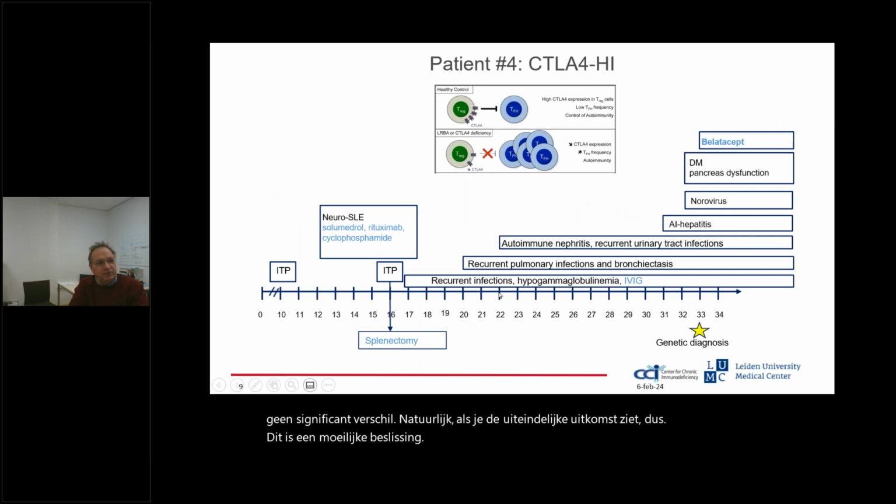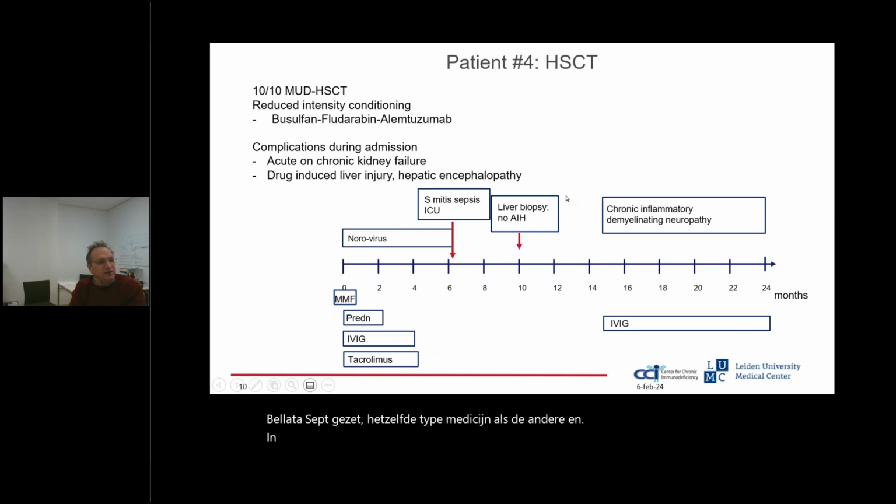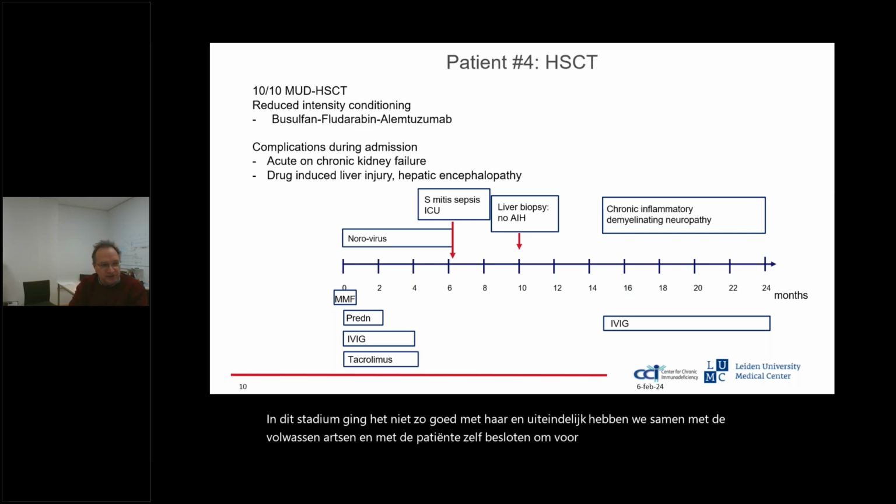So this girl was diagnosed with CTLA4 haploinsufficiency, and she was put on belatacept, which is the same type of drug as the other one. At this stage, she was not doing too well, and we eventually decided, together with the adult doctors and with the patient herself, to go for an unrelated donor transplantation. She had a 10 out of 10 matched donor available.